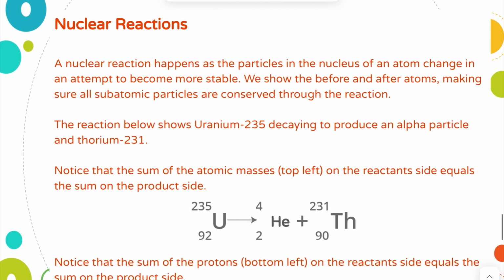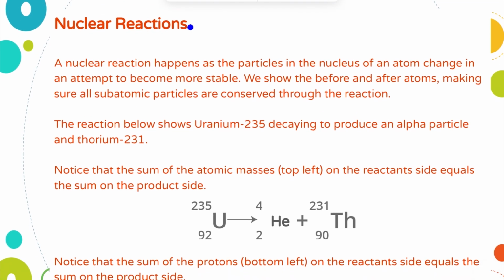So how do we use this notation and how do we look at nuclear reactions? A nuclear reaction happens as the particles in the nucleus change in an attempt to become more stable. We show the before and after atoms, making sure all of those subatomic particles are conserved throughout. And by all, we're focusing on the protons and the neutrons. And that's how we show that in that notation.